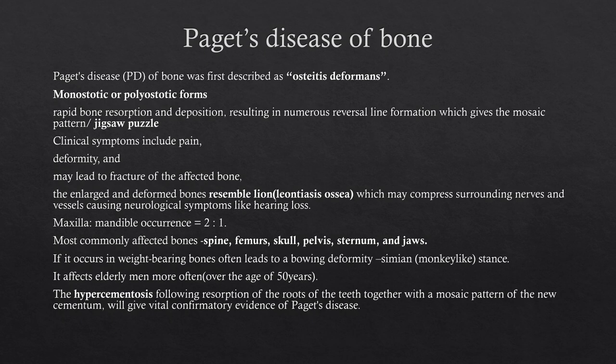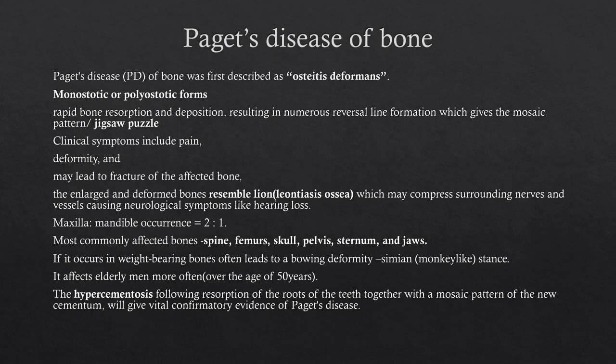Next disease is Paget's disease of bone. It was first described as osteitis deformans, and it can be of monostotic or polyostotic forms, which means it can involve a single bone or multiple bones. There is rapid bone resorption and deposition at the same time that occurs in Paget's, and results in numerous reversal lines, which gives a mosaic or jigsaw puzzle appearance histopathologically.